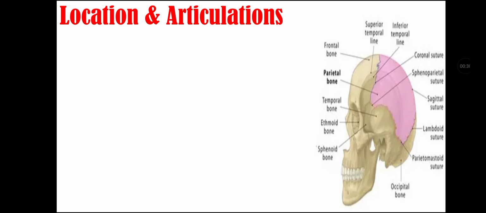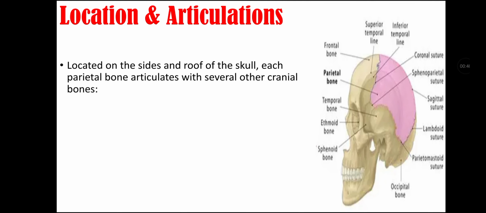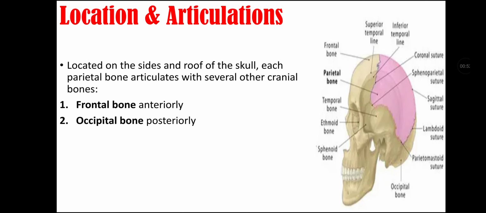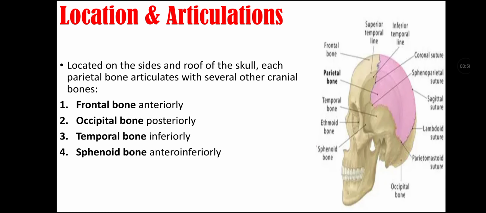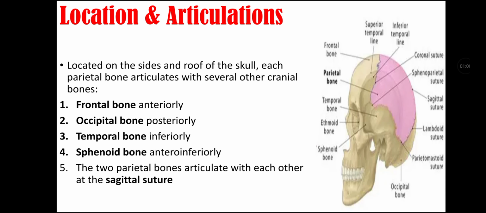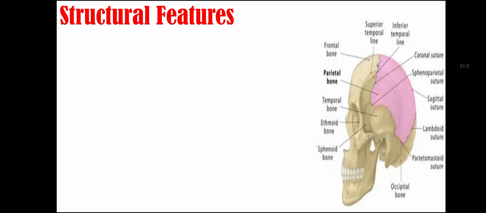Location and articulations of parietal bone. Parietal bone is located on the sides and roof of the skull, as you can see here in the diagram. Each parietal bone articulates with several other cranial bones: it articulates with the frontal bone anteriorly, the occipital bone posteriorly, the temporal bone inferiorly, and the sphenoid bone anterior-inferiorly. The two parietal bones also articulate with each other at the sagittal suture in the midline.